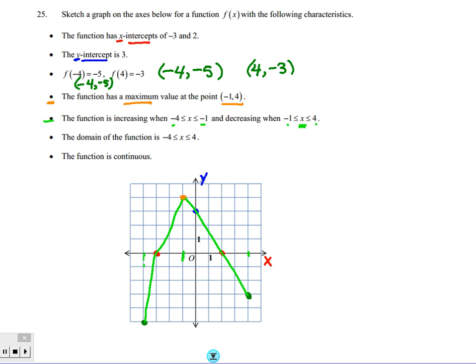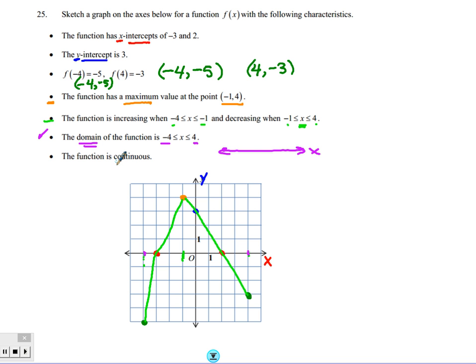Let's check them. The domain of the function is between -4 and 4. Remember, dance on the domain. You can dance on the x-axis because it's flat. So dance on the domain. Domain is -4 to 4. Let's see. Did we start at -4? Yep. Did we stop at +4? Yes, we did. So we're good on that one. All right. And what else?